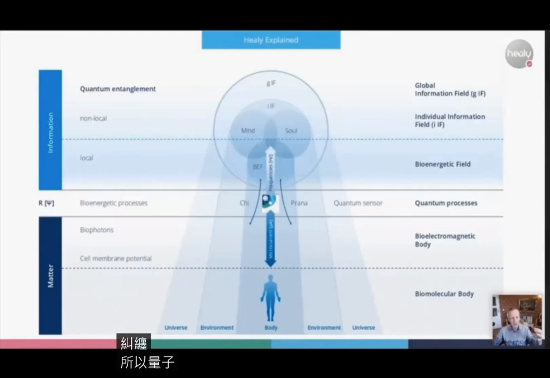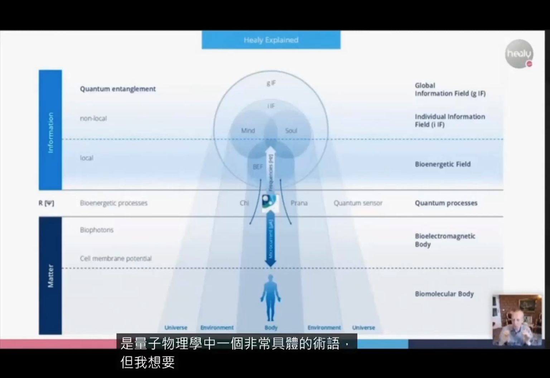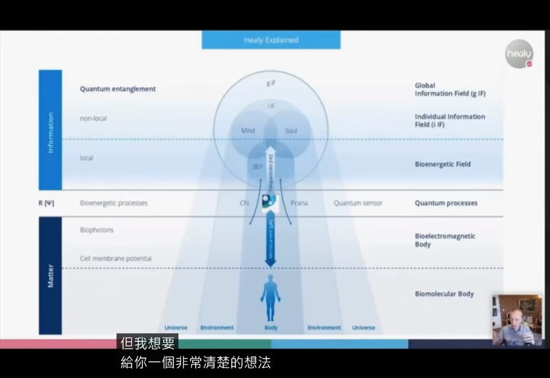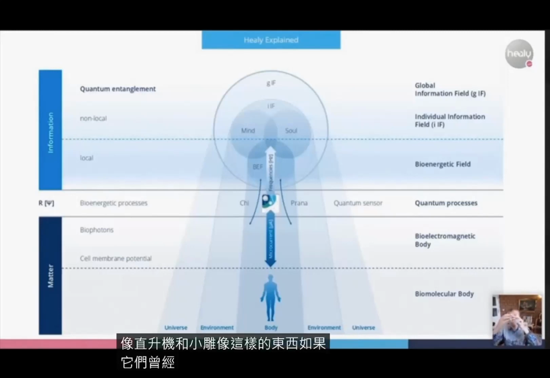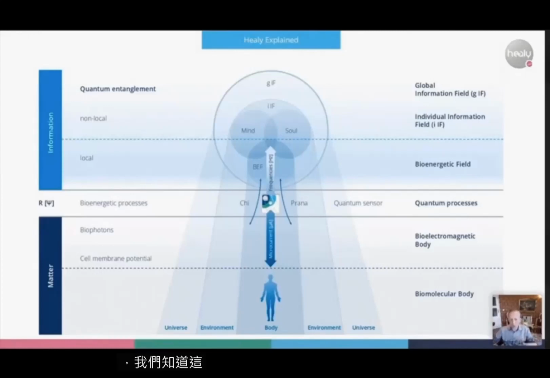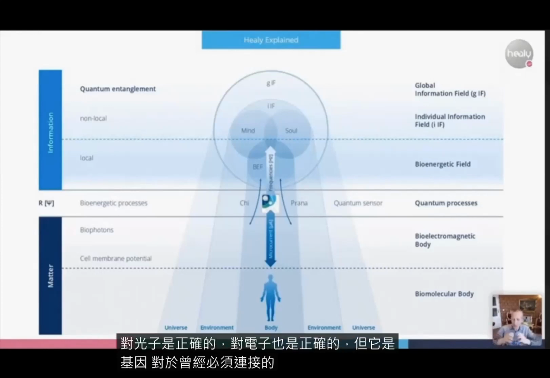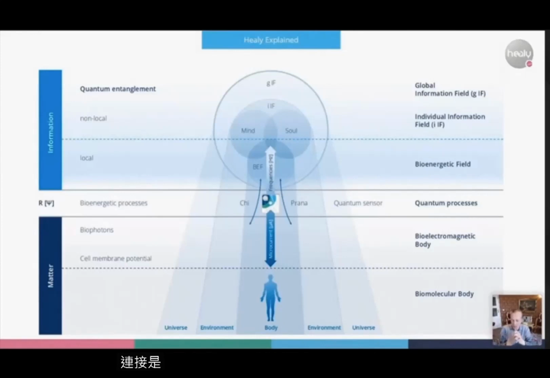So quantum entanglement is a very specific term from quantum physics, but I want to give you a very clear idea of what it is. If you have two things, like the Healy and the small statue, if they were once connected in a quantum process, even if they move very far away from each other and are separated, they will still be connected by quantum entanglement. This is something which we know is true for photons, it's true for electrons, but it's generally true for everything which once had a connection with each other, that it will stay connected in a generalized sense.